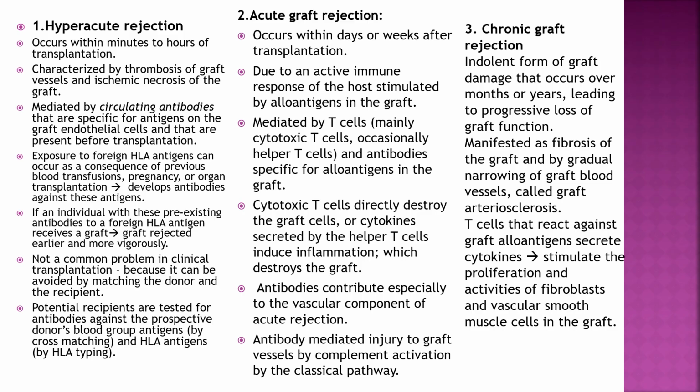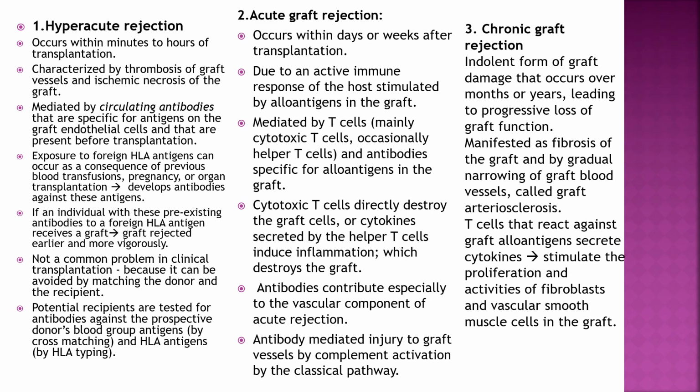typing. Second is acute graft rejection, which occurs within days or weeks after the transplantation due to an active immune response of the host stimulated by alloantigen in the graft, mediated by T cells, mainly cytotoxic T cells, occasionally T helper, and antibodies specific to alloantigens in the graft. Cytotoxic T cells directly destroy graft cells, or cytokines secreted by T helper cells induce inflammation which destroys the graft. Antibodies contribute especially to the vascular component of the acute rejection, causing antibody-mediated injury to graft vessels by complement activation by the classical pathway.